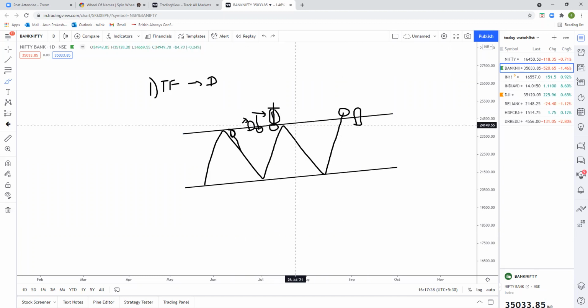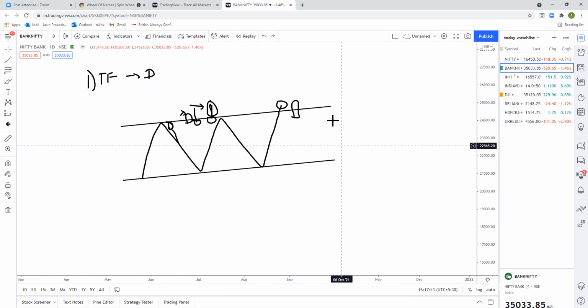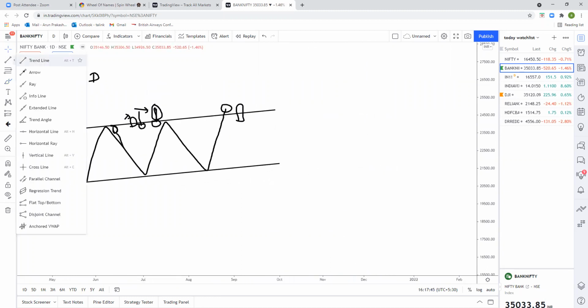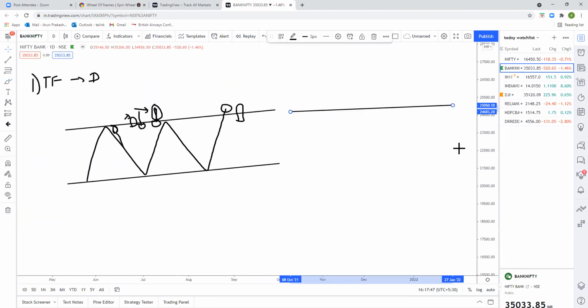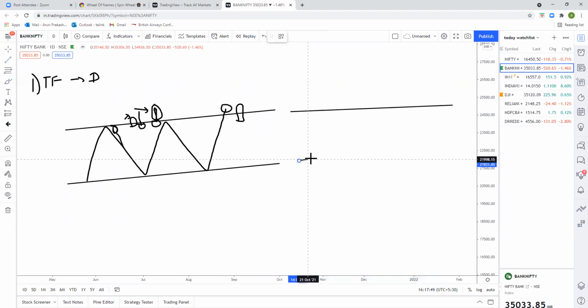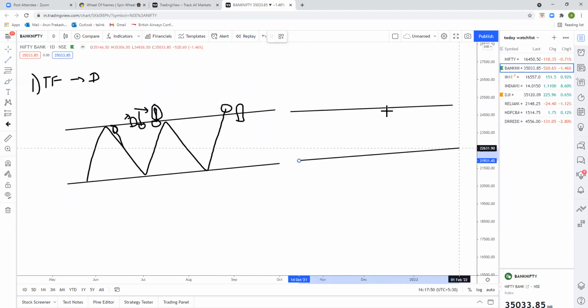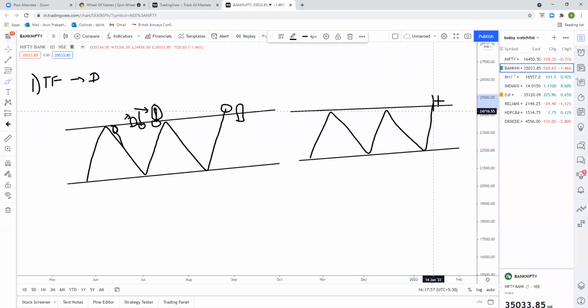Have they closed above this? Suppose the same channel pattern. I'm planning to take a trade here based on a 1 hour candle close. The very first 1 hour candle has closed with a strong bullish momentum. It doesn't have any sort of wick. Now I'm planning to enter into this trade here.